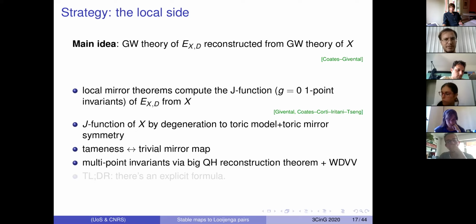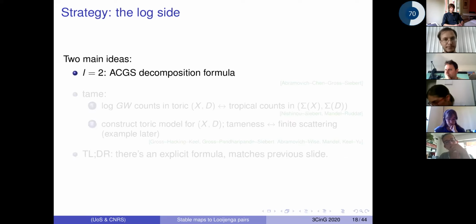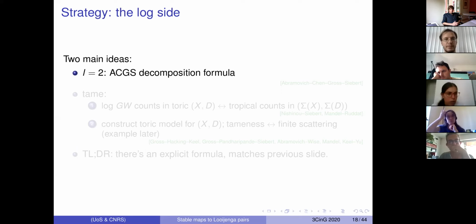So that's a rather technical slide. In case you're not familiar with these methods, the message of this is, well, there's an explicit formula for the local invariants. As far as the log side goes, there are two main ideas, and we can split two cases. The case with two components and the tame case. It gives all nef Looijenga pairs.